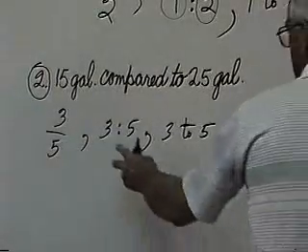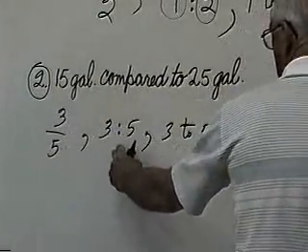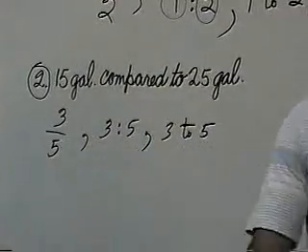All of those are read the same way. Really, when you're reading them, you say the ratio is 3 to 5.